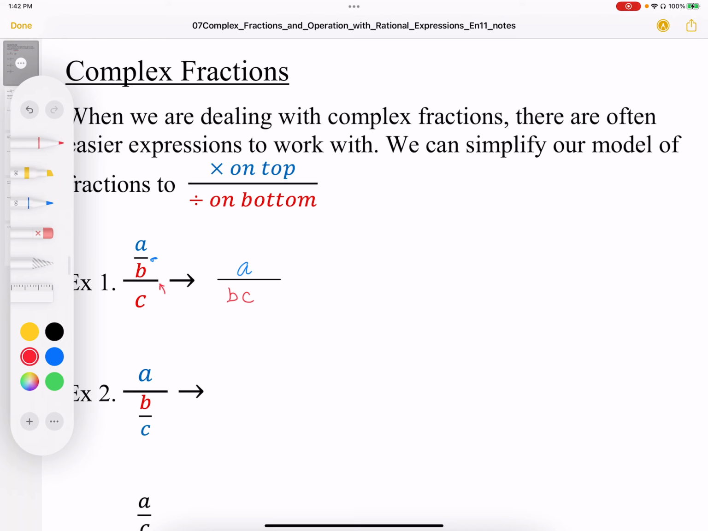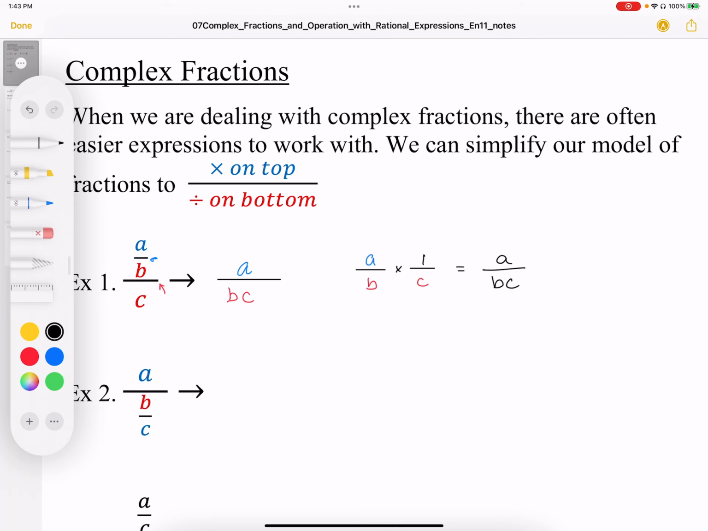And we could also justify this by saying, well, we have a over b. And then when we divide by c, we can say multiply by the reciprocal, which is 1 over c. And that will give us a over bc.